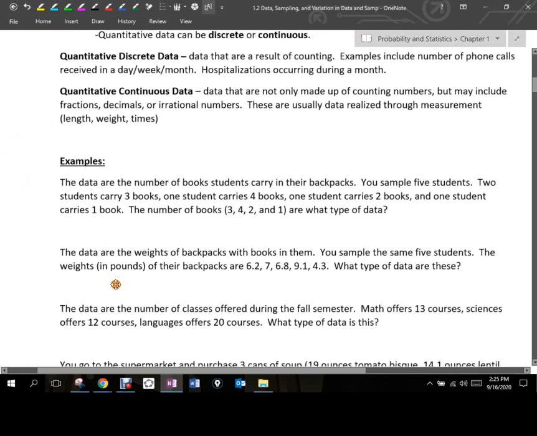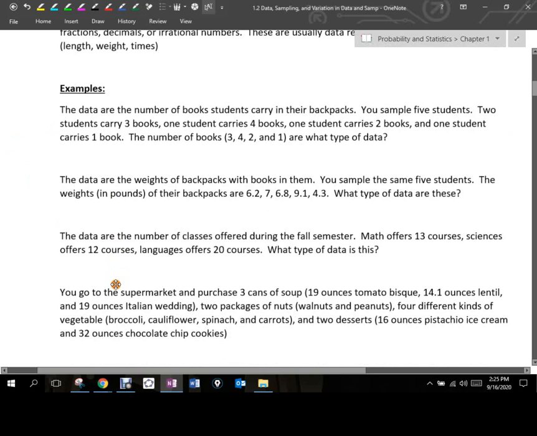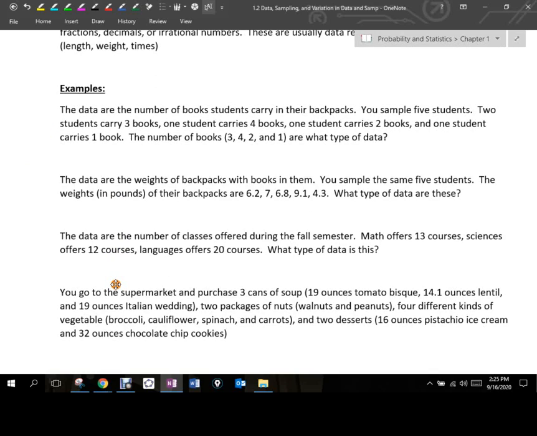If we look at the next example, a lot of times these questions are going to ask, what kind of data is being collected here? It says the data are the number of books a student can carry in their backpacks. You sample 5 people. 2 students carry 3 books, 1 student carries 4 books, 1 student carries 2 books, and 1 student carries 1 book. The number of books, 3, 4, 2, and 1, are what type of data? Is it qualitative or quantitative? Quantitative. There's numbers attached, right? So now we have to decide, is it discrete or is it continuous? Discrete. It's counted. You can't have half a textbook, right?